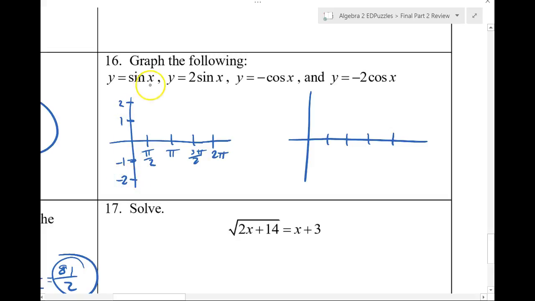For sine of x, the first function, remember sine starts in the middle, right at the origin. It goes all the way up to 1 at pi over 2. Then it comes back down to 0 at pi. And then at 3 halves pi, it goes down to -1. And then at 2 pi, it goes back up to 0. So it does this kind of oscillating up and down curve.